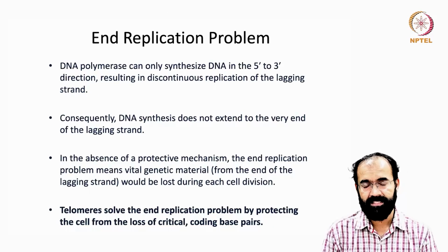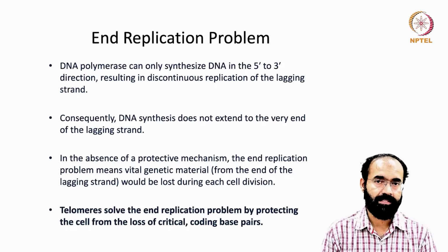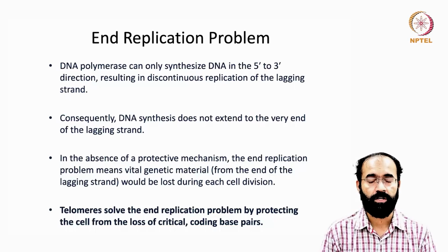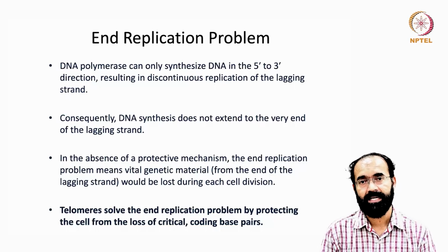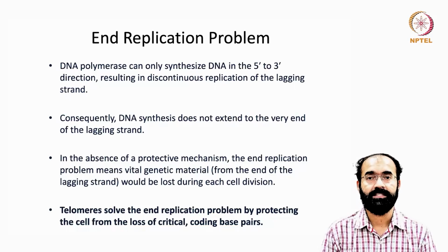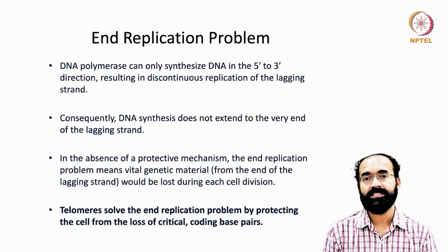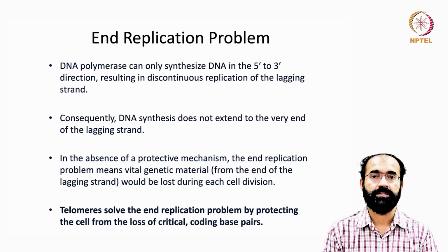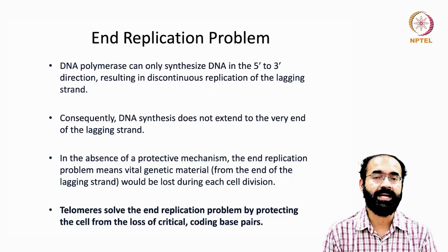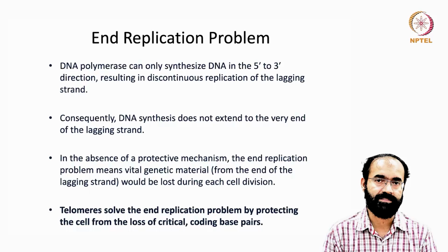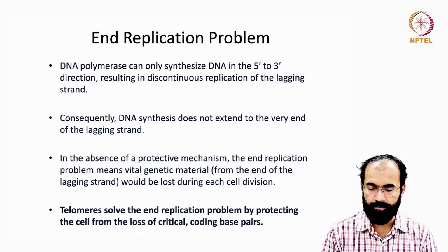So it is a fact, but the nature of a cell or a chromosome is such that it can accommodate this end replication problem if it has the telomeres attached to the end. So every time you are not losing genes, but you are losing telomeric repeats. So this way this problem can be solved.